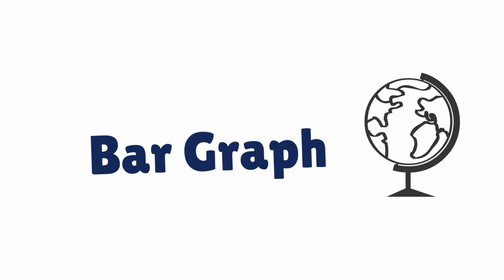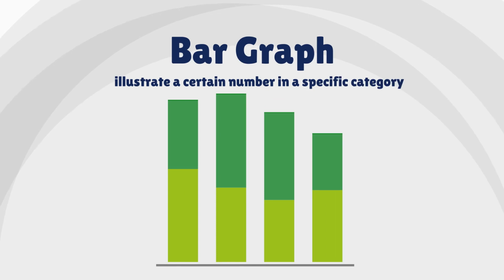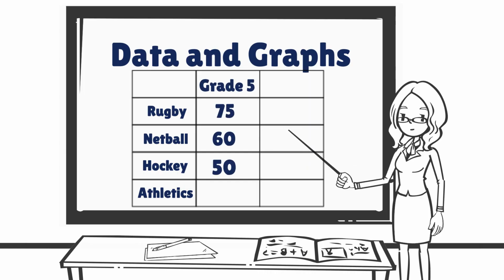Bar graph. These use vertical or horizontal bars to illustrate a certain number in a specific category. Example question: which are the favorite sports for grade 5s? How do these compare to the favorite sports for grade 7s?